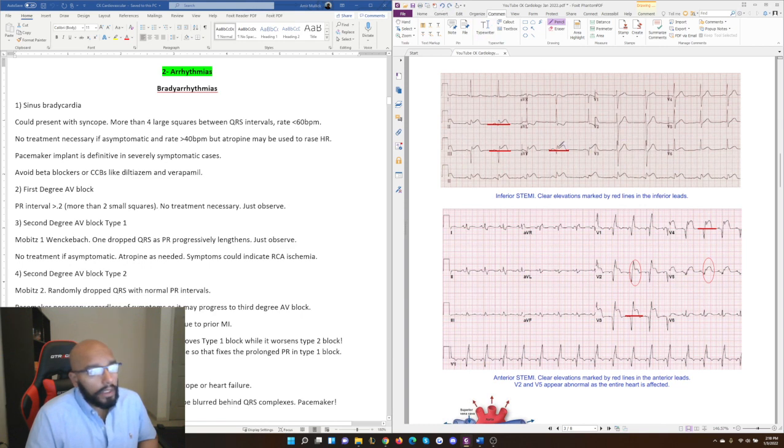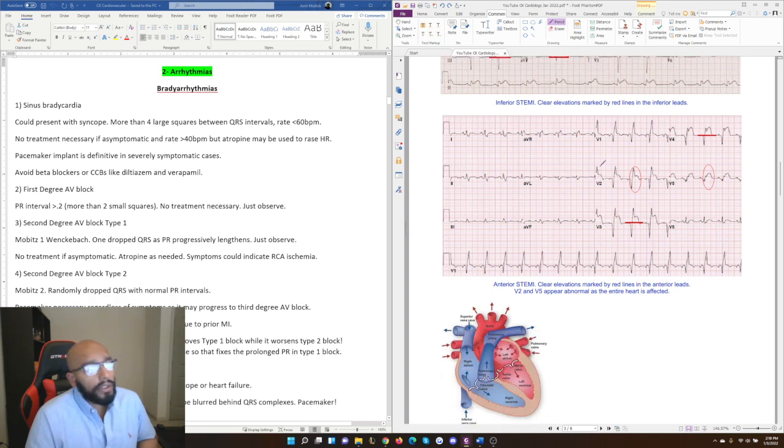Okay, and then in 2, 3 and aVF, you can see the red line here, I'm showing you the baseline. In 3 and aVF it is most apparent. Okay, it's high. The ST is elevated. All right, so this is a patient with inferior ST elevation MI.